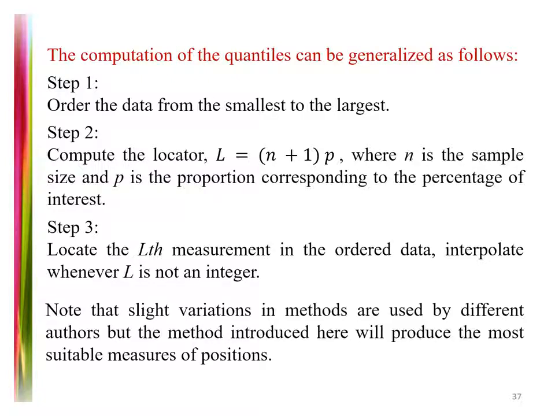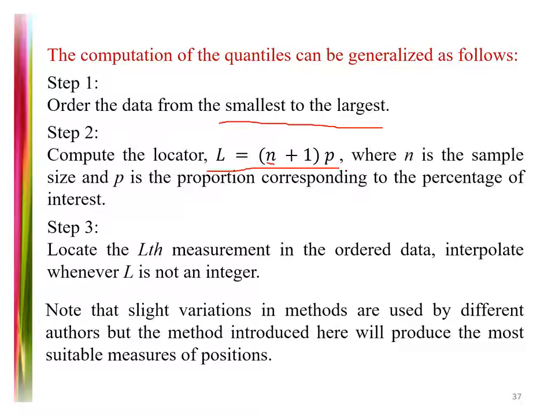So first step, you have to arrange the data in increasing order. That means you have to rewrite the data from smallest to largest. Suppose you have already rearranged the data in increasing order, so you can ignore step 1. Next, compute the locator, usually denoted as L. So n plus 1, where n is the number of observations, times p.